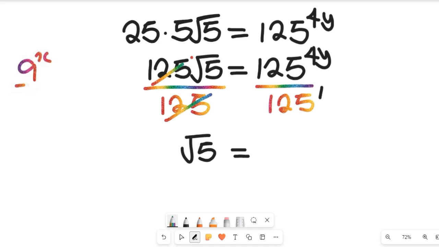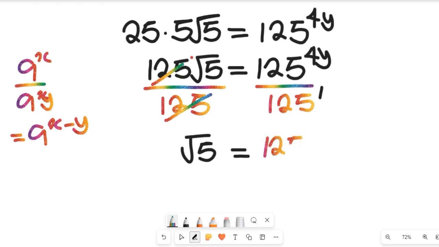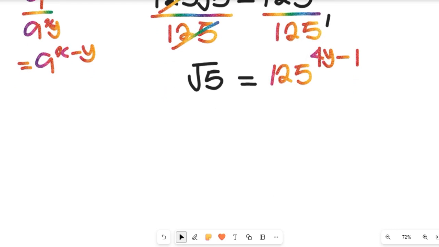Now according to the law of indices, recall that if you have a to the power of x divided by a to the power of y, this can simply be equal to a to the power of x minus y, because we have same base and different powers, just as we have over here. So this can simply give me 125 to the power of 4y minus 1. Great.